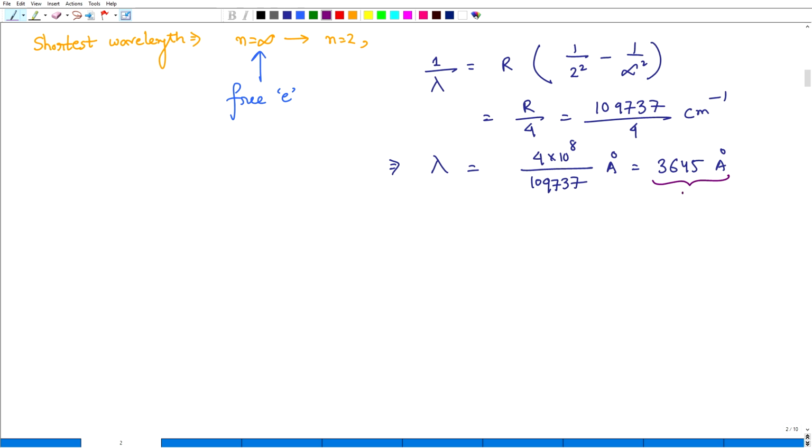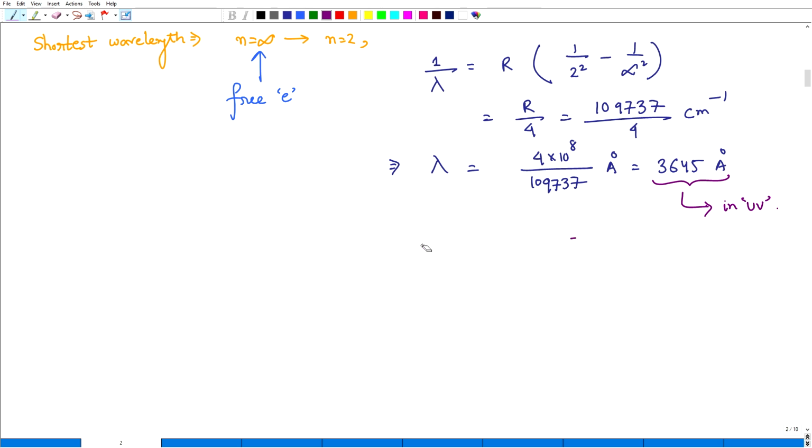So you can see this value does not lie in the visible range, it's actually in ultraviolet. Generally the visible Balmer series corresponds to lines in the visible range, but here we are considering the transition from n equals infinity to n equals 2. That does not mean the visible range, because a transition from n equals 7 to n equals 2 gives us the line in the violet range.